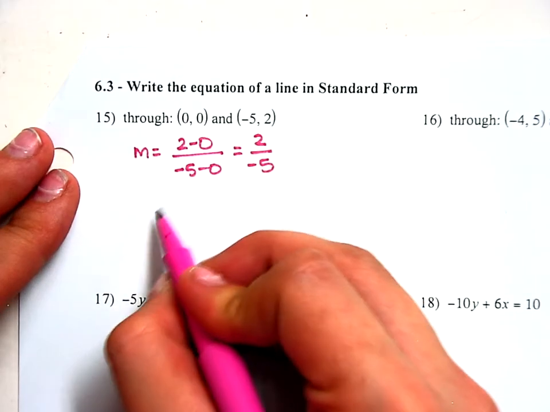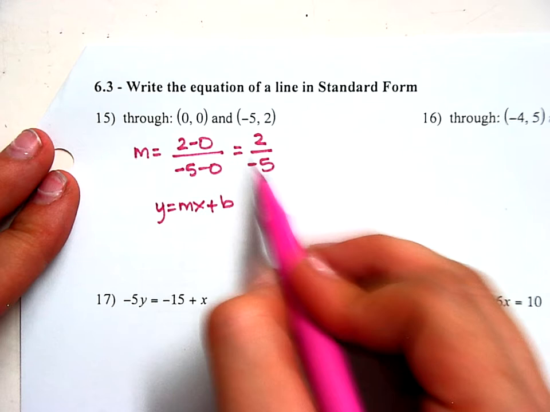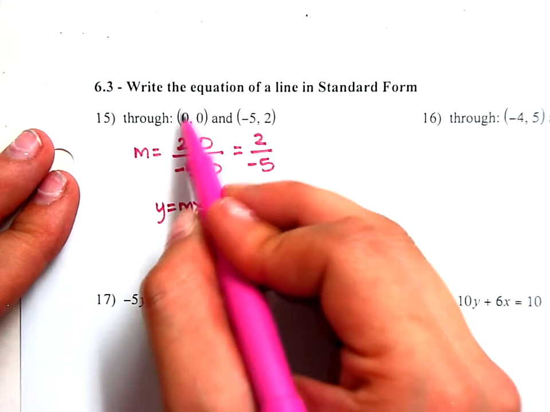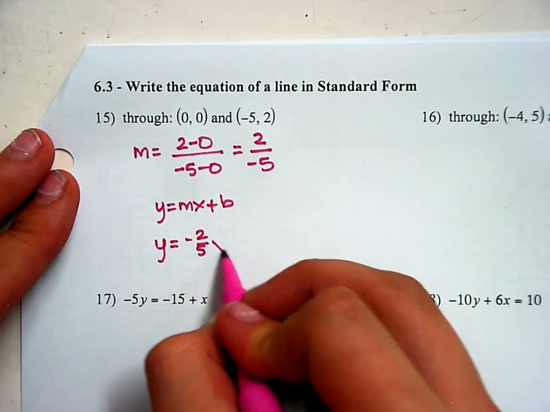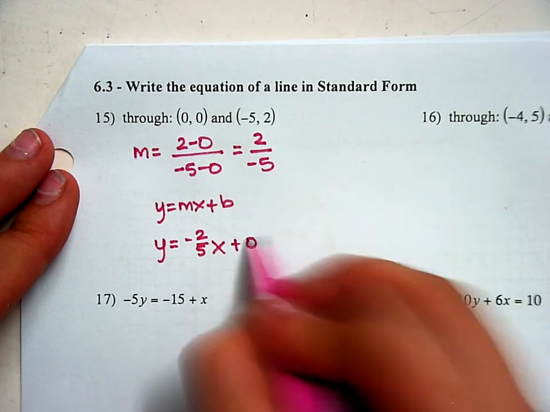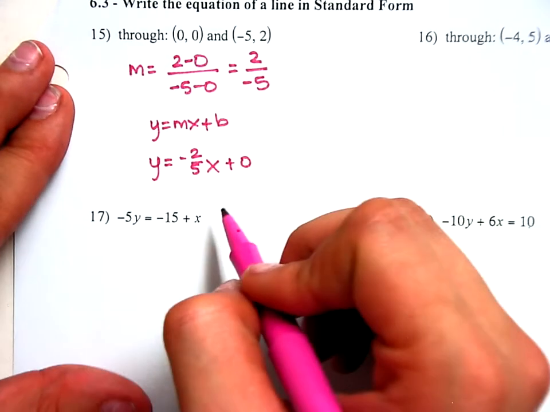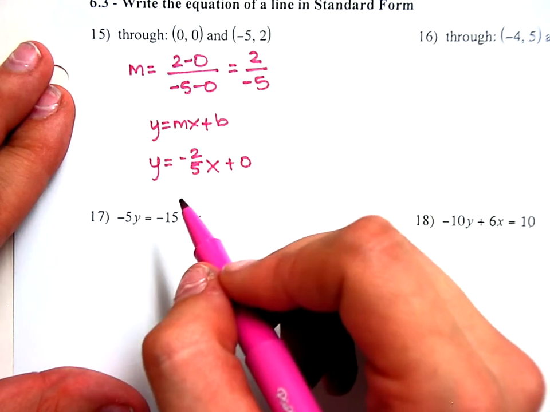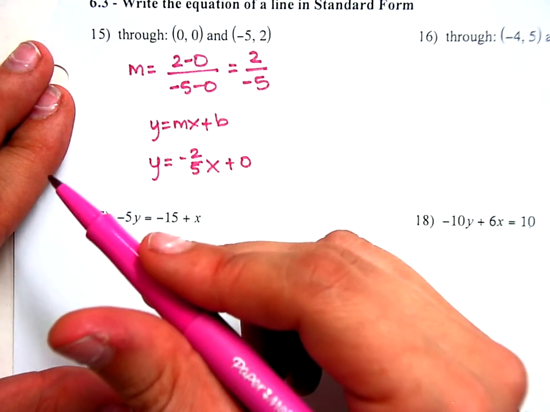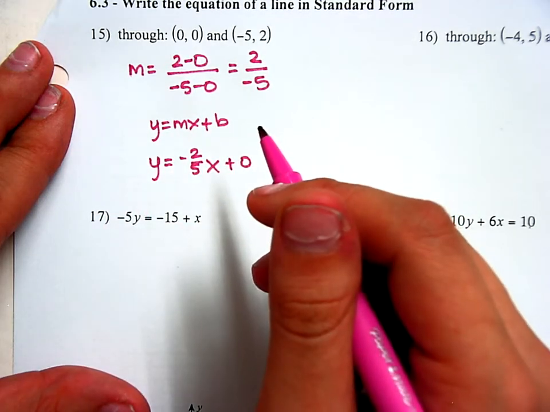So I'm going to write it in the form y equals mx plus b. Well, here's my m and here's my b. That's my y-intercept. So y equals negative 2/5 x plus 0. You don't have to write the plus 0 if you don't want. Okay, but now what I want is the y value and the x value both on the left side of the equation, and a number, if possible, on the right side of the equation.